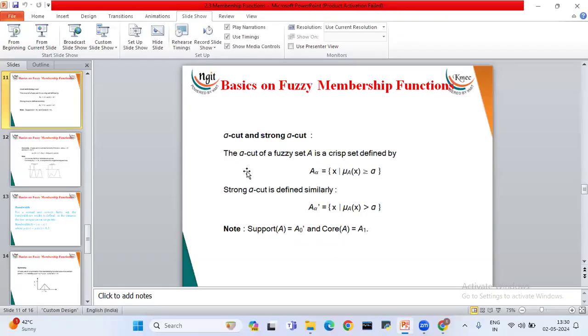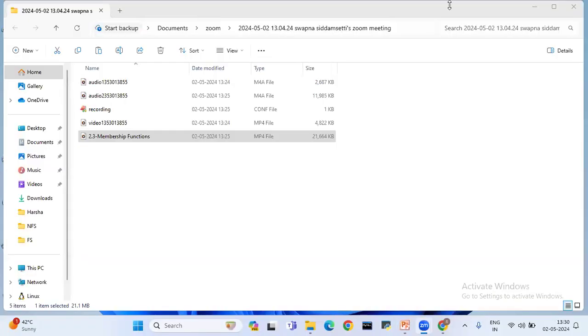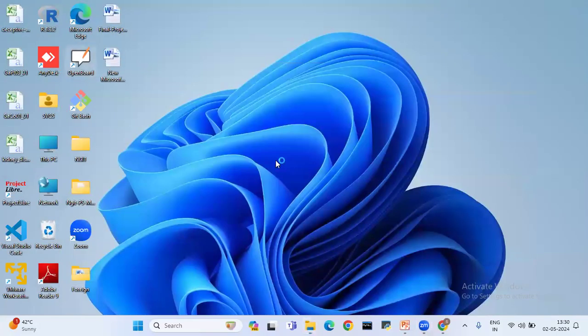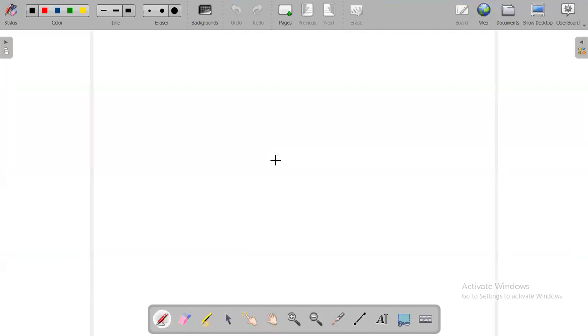Better I'll explain with one example. Suppose I take one example directly. Now, A equal to 1 comma 0.2.